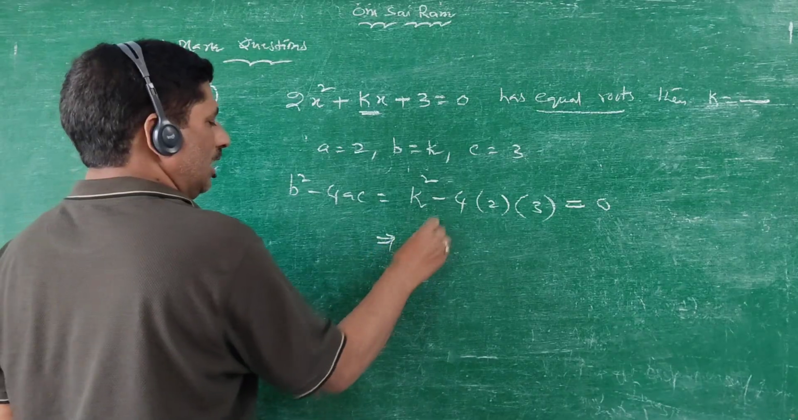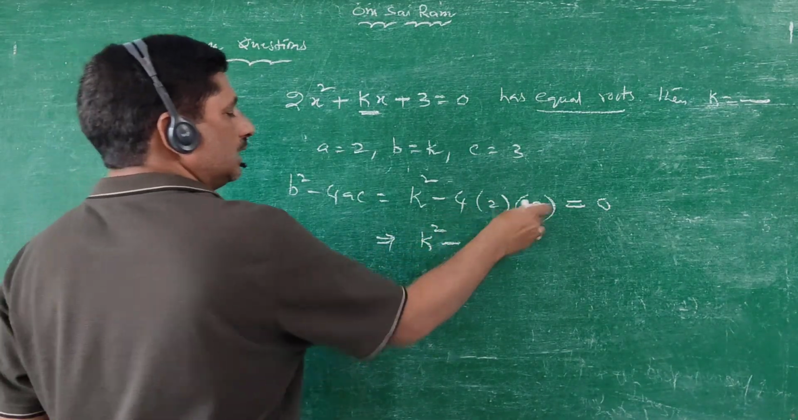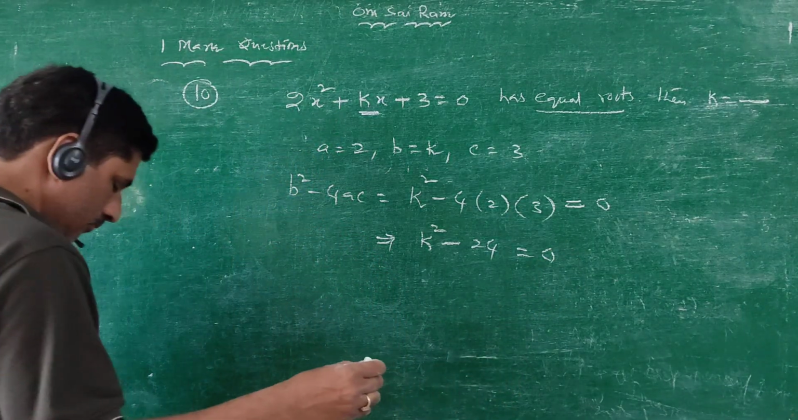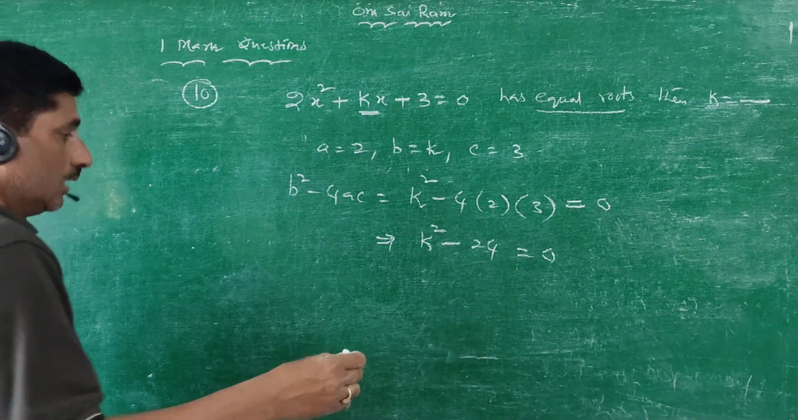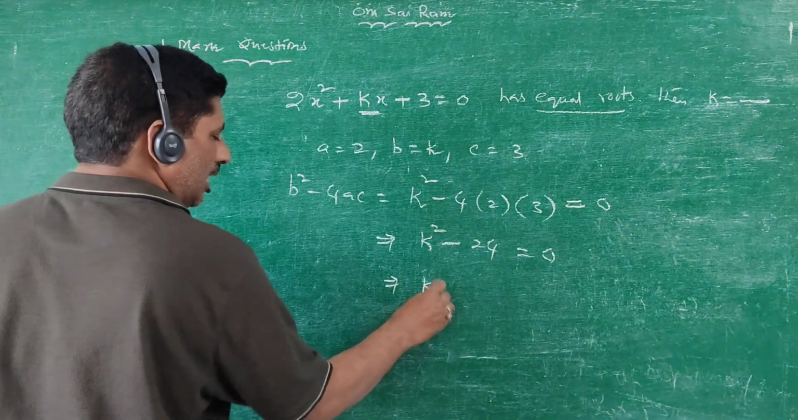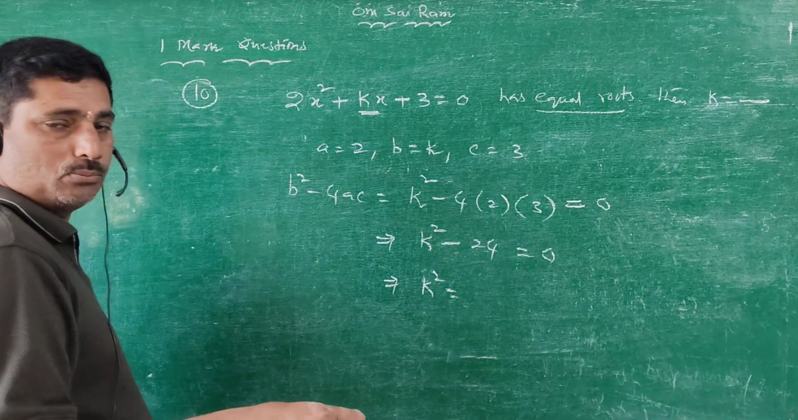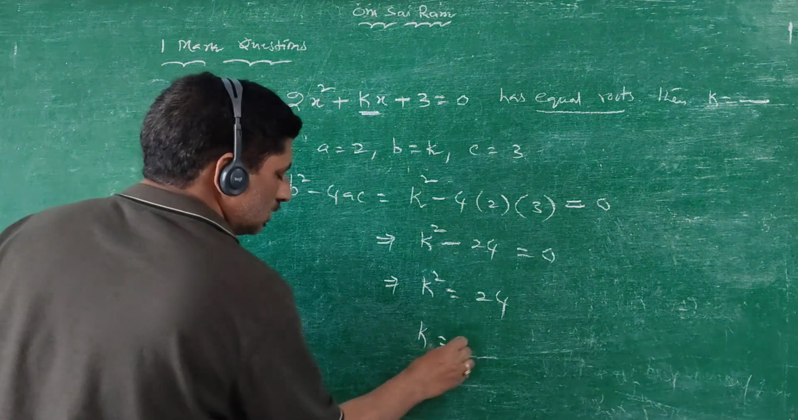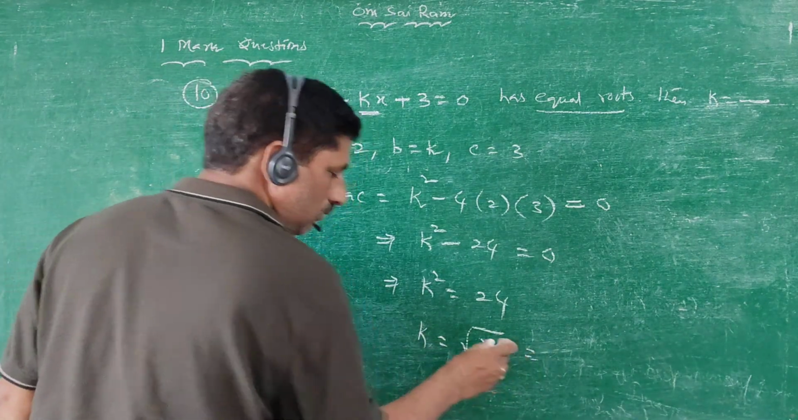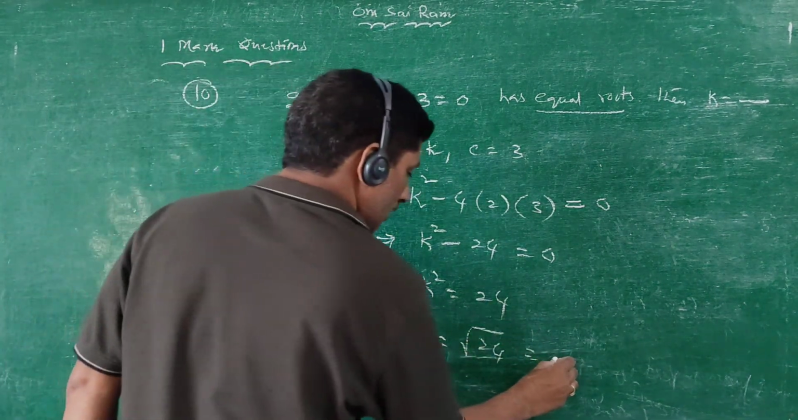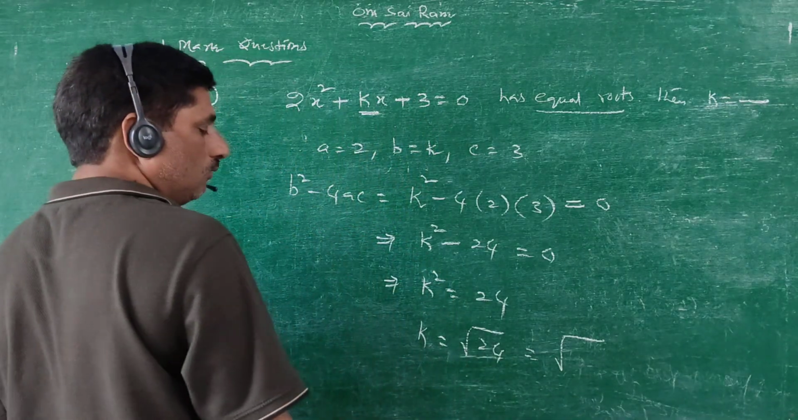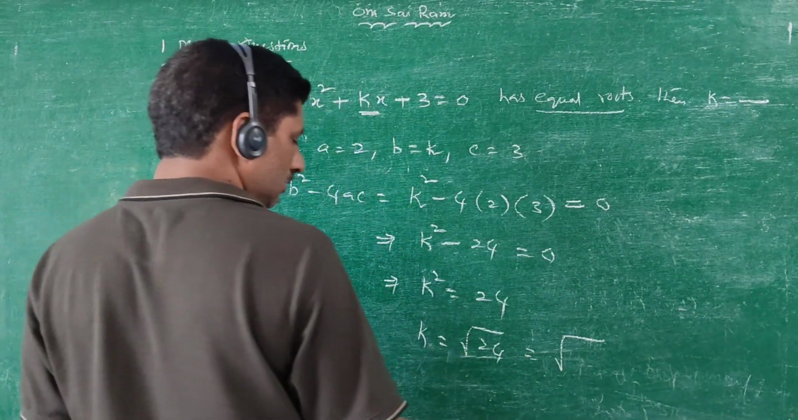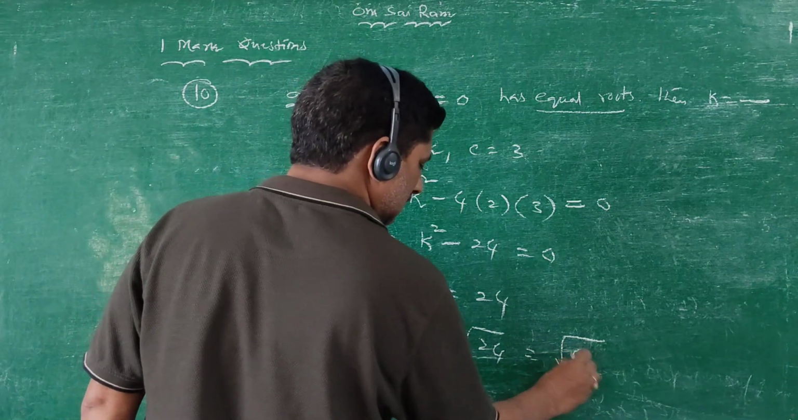Then k square, 4 2s are 8, 8 3s are 24, equals 0. Then k square is equal to minus 24, which we transpose to the right side, so it will be plus 24. Then k is equal to square root of 24. We have to simplify this. How to simplify? What is the perfect square nearer to this? 4 6s are 24.